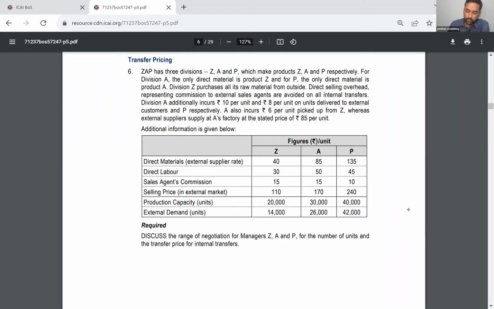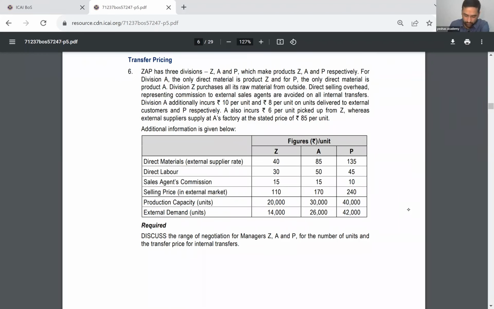A also incurs 6 rupees per unit to pick up from Z, whereas external suppliers supply at A's factory. That means there won't be a cost in picking it up at the stated price of 85 per unit. That means there is an option to buy even from outside. Simple. Additional data given: direct material, external supplier rate, labor, sales agent commission. In this, some are avoidable. Selling price if you sell it outside, production capacity and external demand. Discuss the range of negotiation for managers Z, A and P for the number of units and the transfer price for internal transfer.